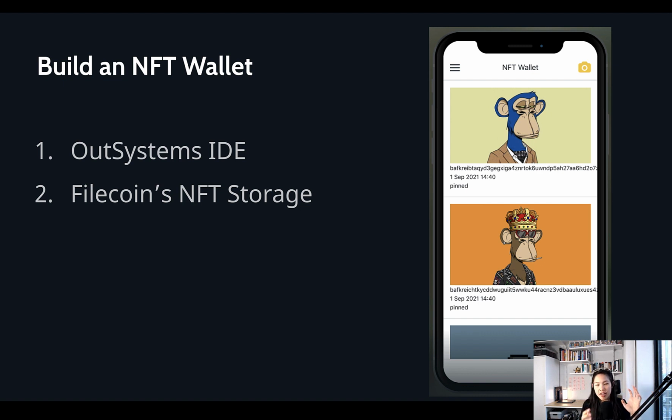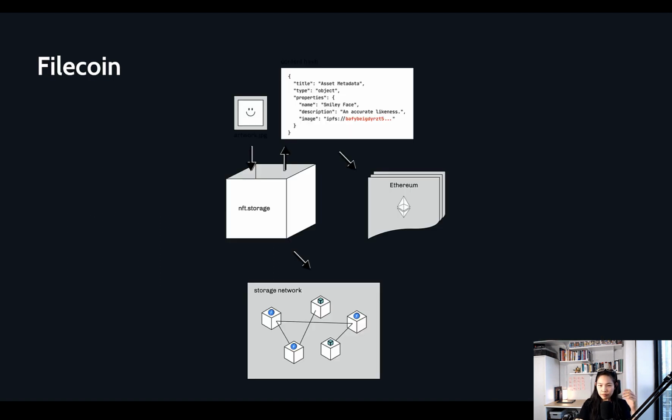So what we're going to use today is the OutSystems IDE, and then we're going to use Filecoin's NFT storage. Specifically, Filecoin's IPFS is peer-to-peer storage. So rather than having a centralized storage where an entity owns the information, Filecoin is able to allocate storage space amongst all the other peer storage providers on the network. And then what we're going to showcase today is that you have an artwork JPEG, and it's going to be stored in the NFT storage.